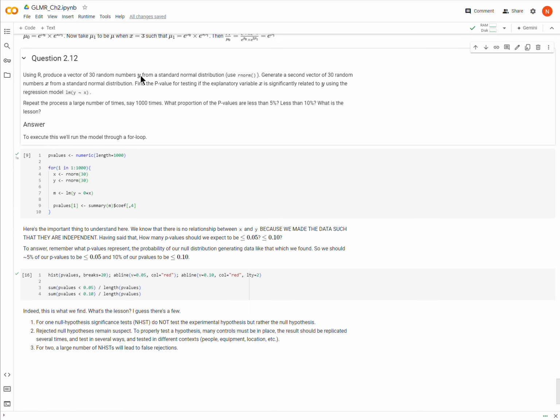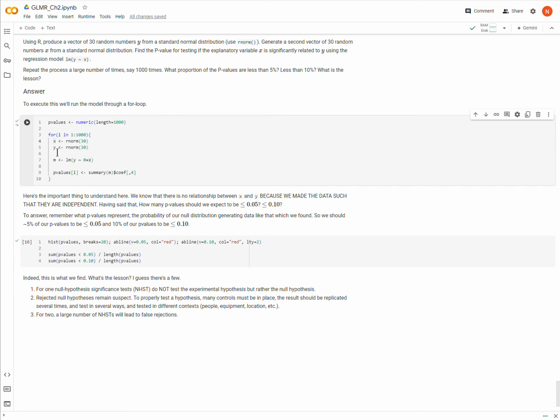Now, here's the important thing before we start looking at these: x and y are independent. How do we know that they're independent? Because we created the data so that they're independent, so we know what the right answer should be here. Having said that we have made them independent, how many p-values do we expect to be less than 5%? How about less than 10%, or 0.05 and 0.1? Maybe take a second to try to answer that for yourself, or make a guess.